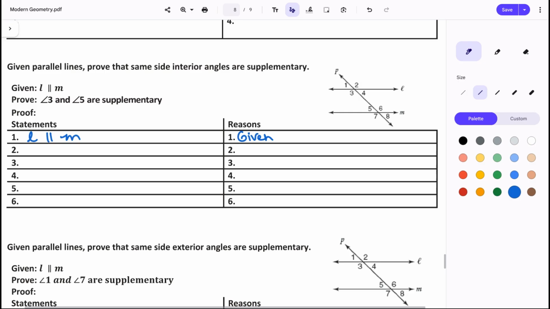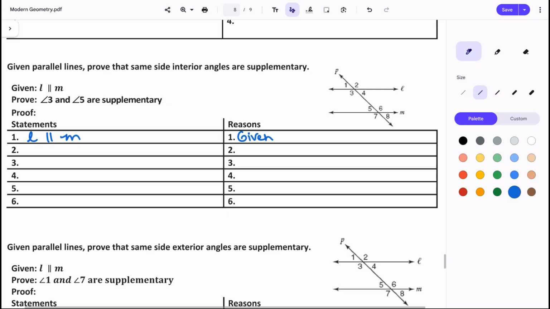They add up to 180. So is there another angle that 3 is supplementary with? What do you guys think? Is there another angle that 3 could be supplementary with? 1. Is that the only one? Could also be 4. Because what angle pair is happening there with 3 and 1 or 3 and 4? Linear pair. They're making lines.